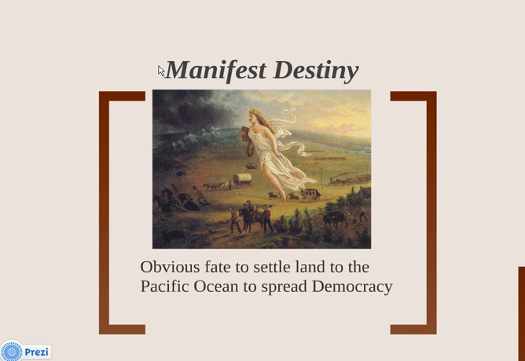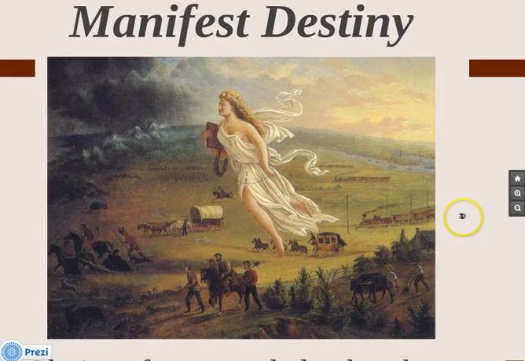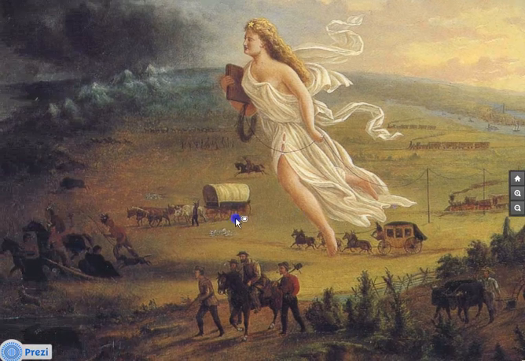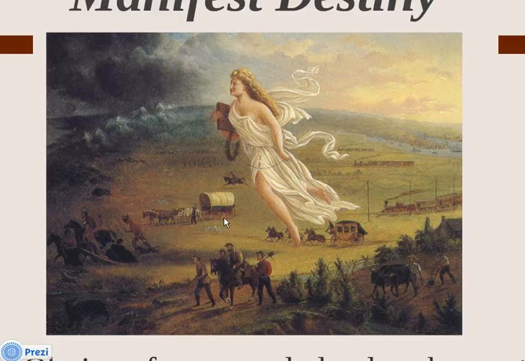Manifest Destiny was an idea that the United States had that we needed to have all of the territory between the Atlantic Ocean all the way to the Pacific Ocean. That we had an obvious fate that we needed to settle that land and to spread democracy. The picture that you see here is very symbolic of this movement. So let's take a little bit into this picture and see if we can pick up on some of the symbolism the artist is using.